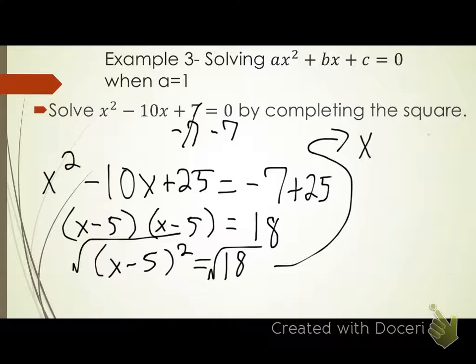So I get x minus 5 equals plus or minus square root of 18. Any questions so far?